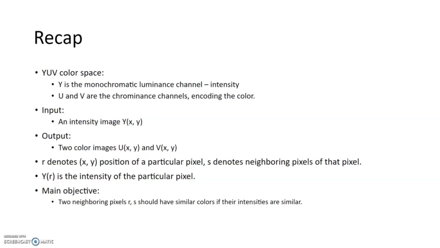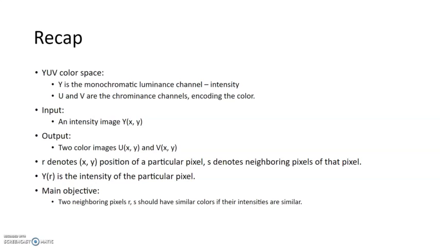First one is the color space. In this paper, the YUV color space has been used. Y channel is the monochromatic luminance channel or the grayscale channel, which is defined as the intensity channel in this paper, and U and V are the chrominance channels or the color channels. So the input of this algorithm is an intensity image or a grayscale image which has some color scribbles given by the user, which will act as color hints, and the outputs are two color images, U and V.